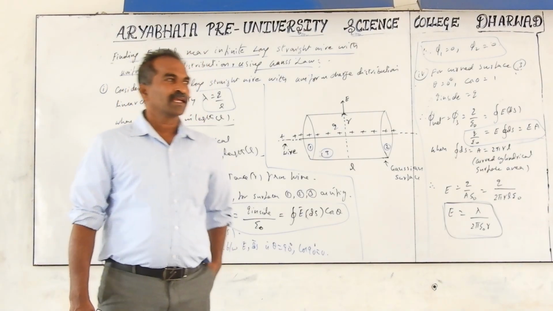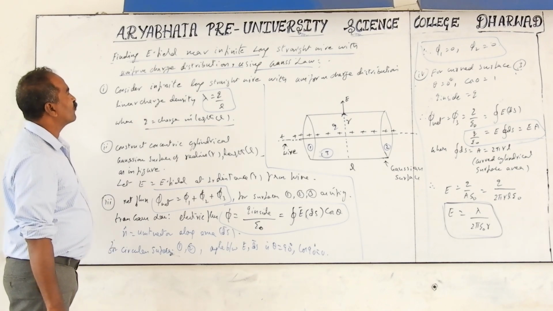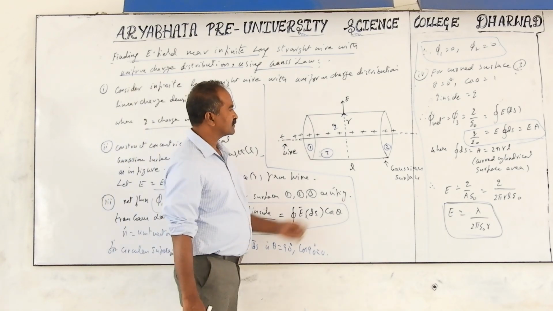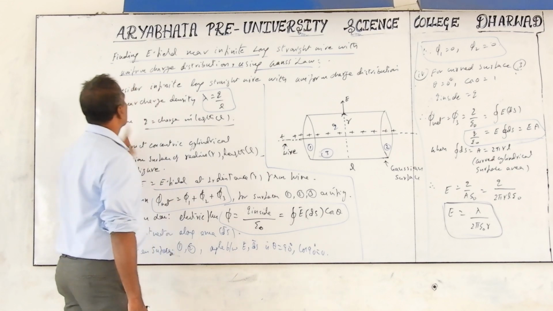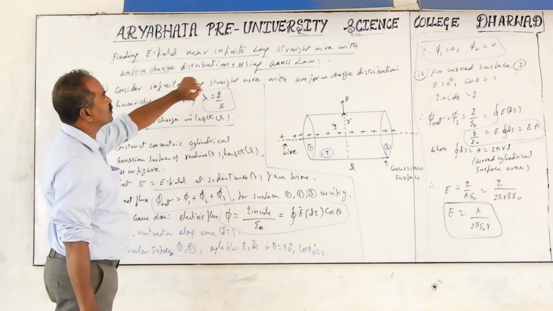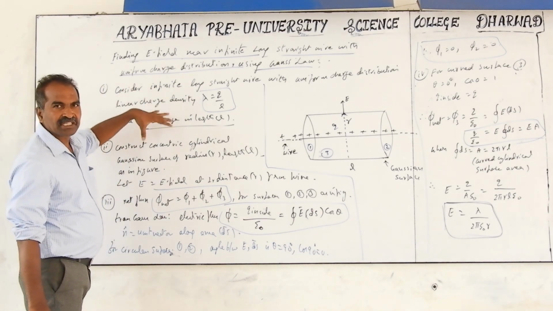Good morning, students. In the previous class, we stopped at the derivation of the electric field near an infinite long straight wire, and it was incomplete. So again, I am starting the derivation: finding the electric field near an infinite long straight wire with uniform charge distribution using Gauss's law. Okay, the steps are slightly changed.